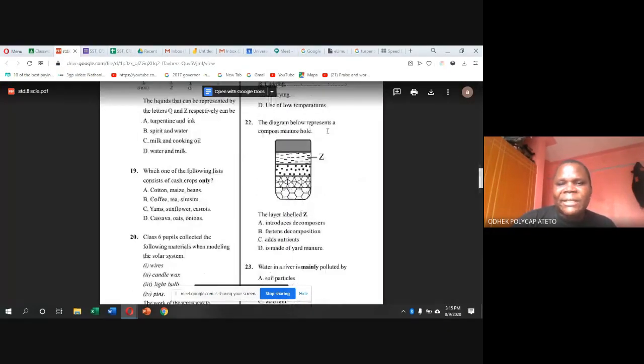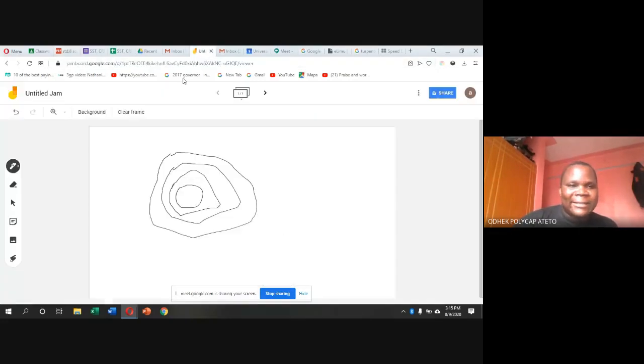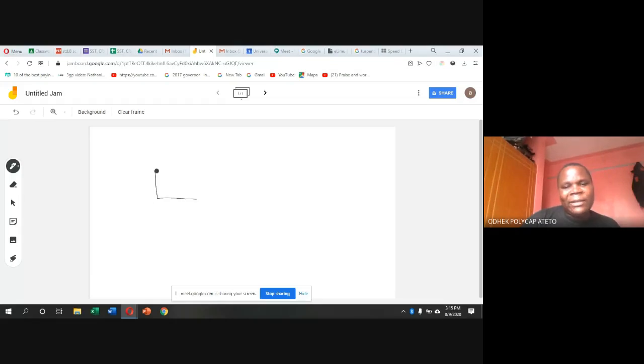The diagram below represents a compost manure. Once you have a compost manure, remember compost manure has got layers. Make sure you know the functions of the layers. So we have a diagram like that. This is how it's supposed to look, not the way they have drawn it there. It's supposed to look like this.